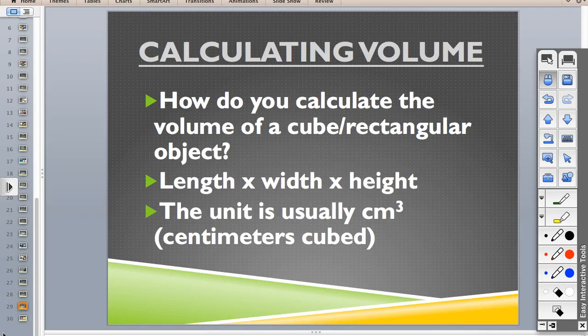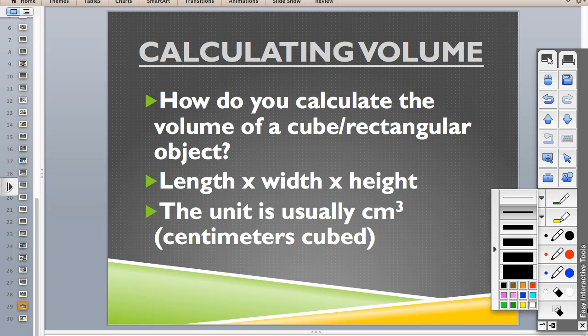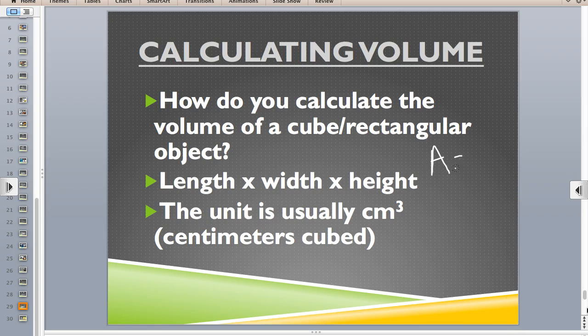And so when we're calculating volume, it's length times width times height, centimeters cubed. On your test, how do we calculate area? Length times width. Yeah, and so this is going to be centimeters cubed for volume. What would be the units for area? Squared. Yeah. Do you feel comfortable with that? You sure? Okay, good.